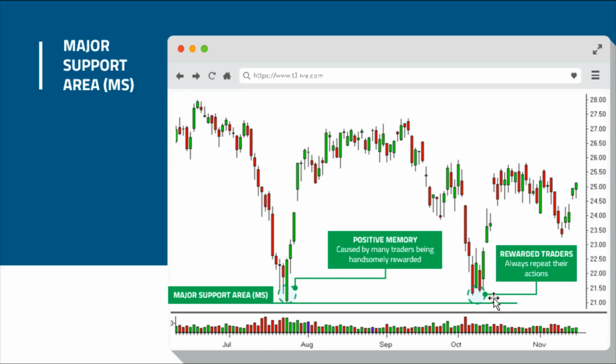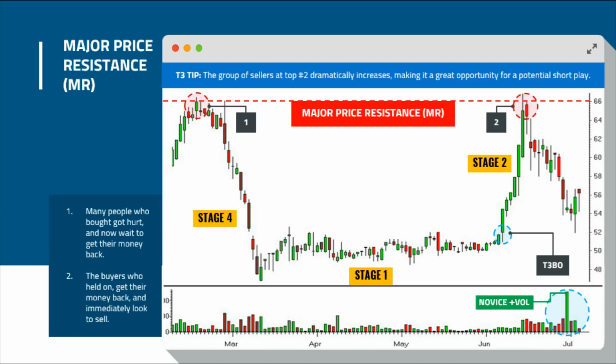One pivot is enough. Positive memory caused by many traders being rewarded handsomely. Rewarded traders always look to repeat their action. So major support mainly exists due to a self-fulfilling prophecy. Okay? Major resistance, the same thing. It's an area where a lot of traders that played long got hurt, and now their pain is relieved. They get their break even, they get out, and the stock drops.